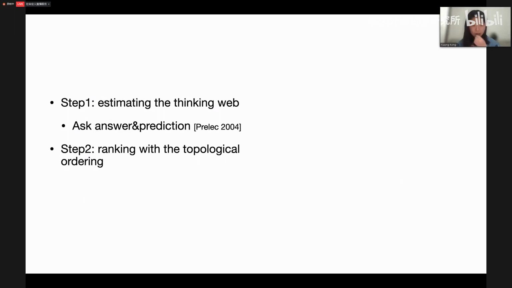So the question is how we estimate, how we infer this thinking web without any prior. If we have the prior, we definitely know which answer is correct and which is not. But in many situations, especially in fields that are very new, and where people have many different opinions, we actually have very limited prior to know who is an expert and who is not. And this is the situation this work focuses on.